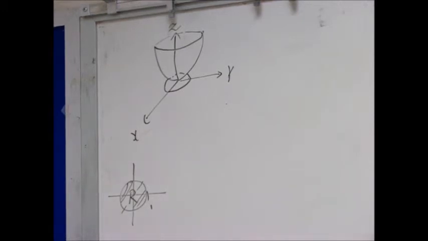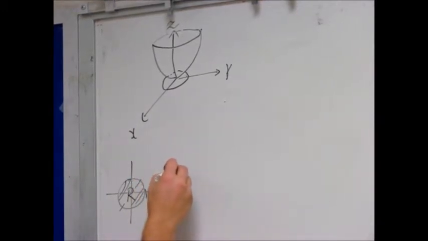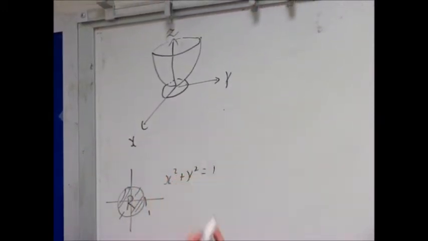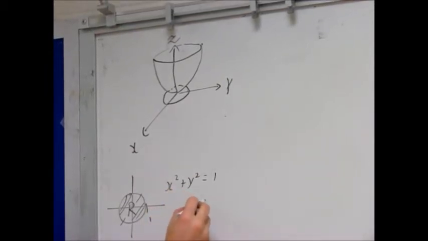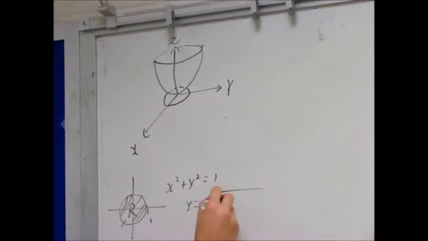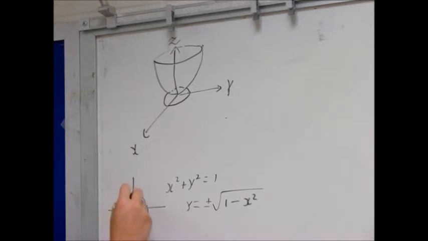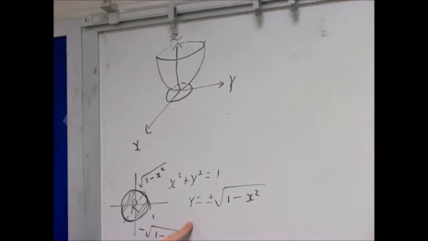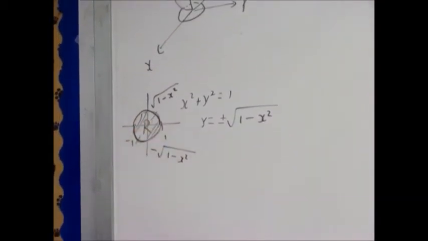But the equation of this is x squared plus y squared equals 1. We can solve for y. Y is plus or minus the square root of 1 minus x squared. So basically, you have two functions here, one on the top and one on the bottom. This will be the positive square root of 1 minus x squared. This will be the negative square root of 1 minus x squared. This goes from negative 1 to 1.